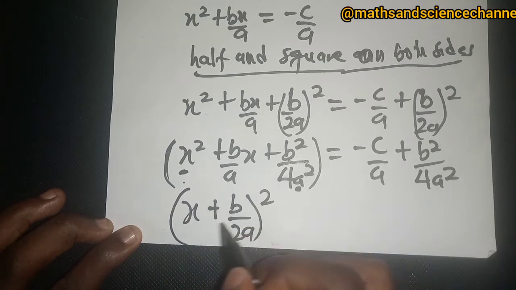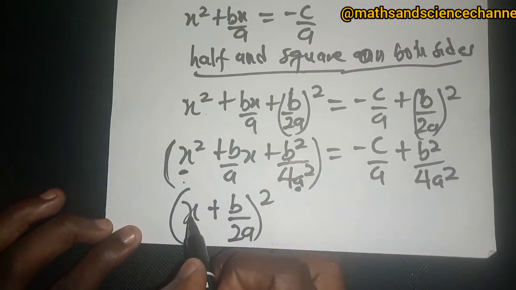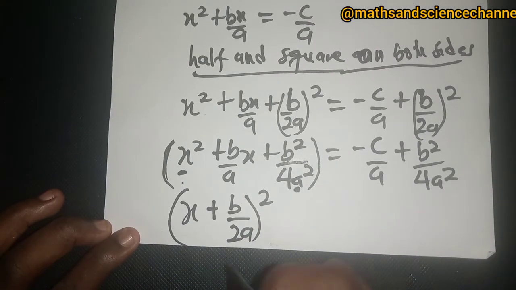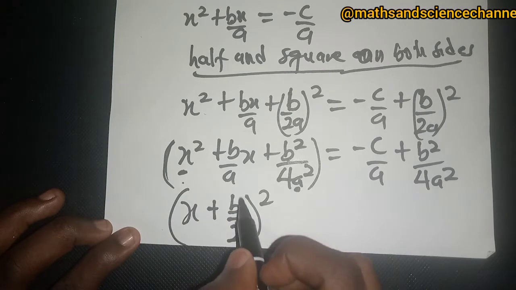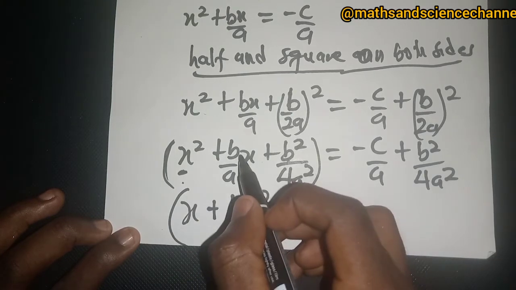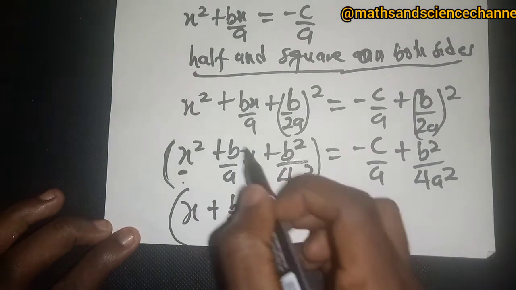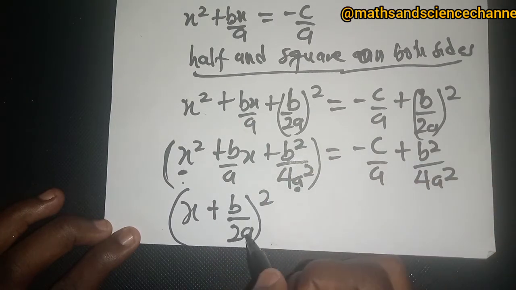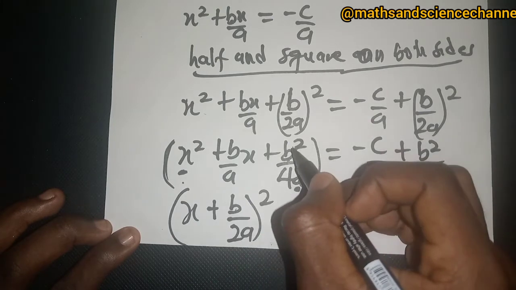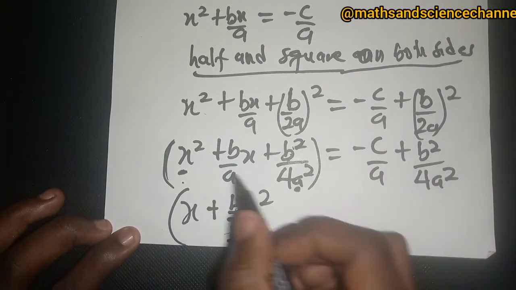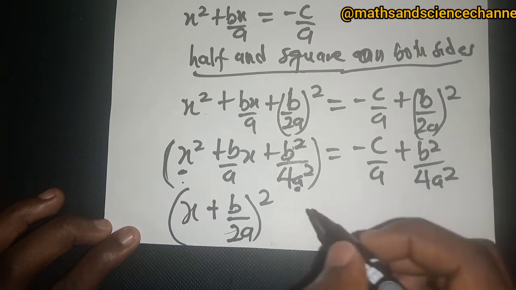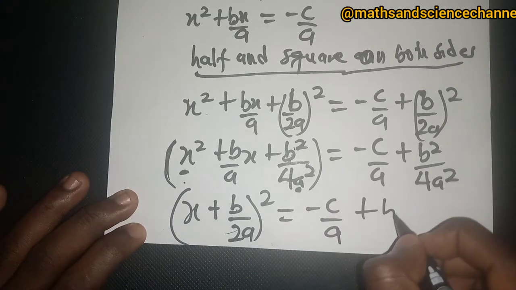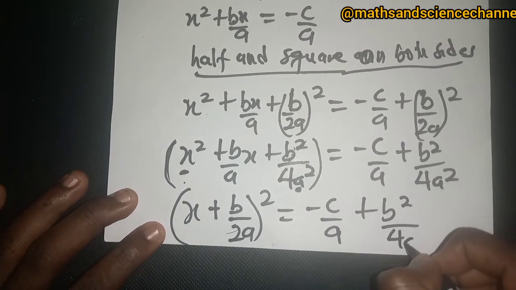Now when I expand this, it will be x multiplied by itself, which is x squared, then x multiplied by that, then another one again. But at the end of the day, the constant over here will be b over 2a squared. Now b over 2a squared is just b squared over 4a squared. So our expansion here is right. Now it will be equal to negative c over a plus b squared over 4a squared.